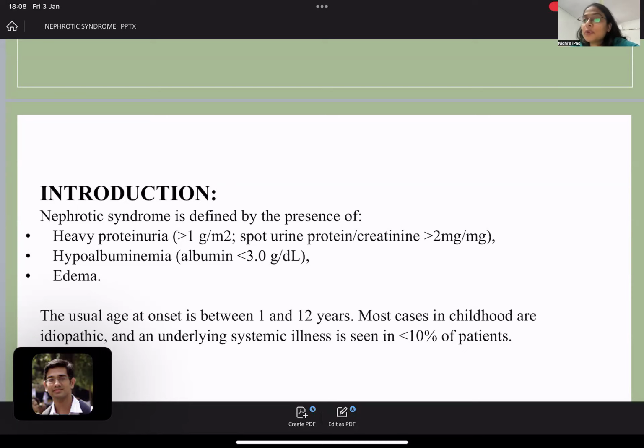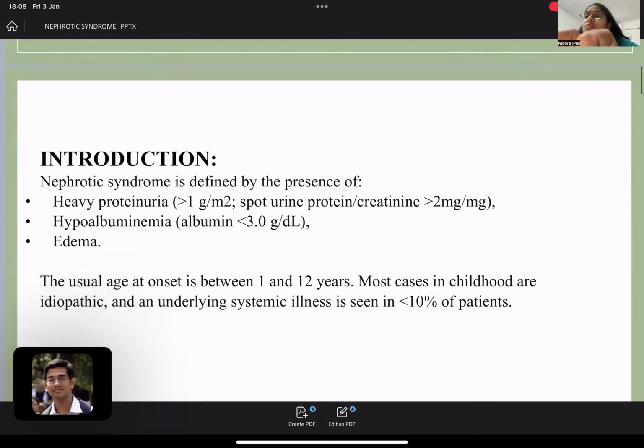We should have heavy proteinuria, that is urine protein more than 1 gram per meter square, or a UP-UC ratio more than 2 mg per mg, and hypoalbuminemia, that is albumin less than 3, and edema. The edema in nephrotic syndrome usually starts in the periorbital area, and then it proceeds to pedal edema and ascites.